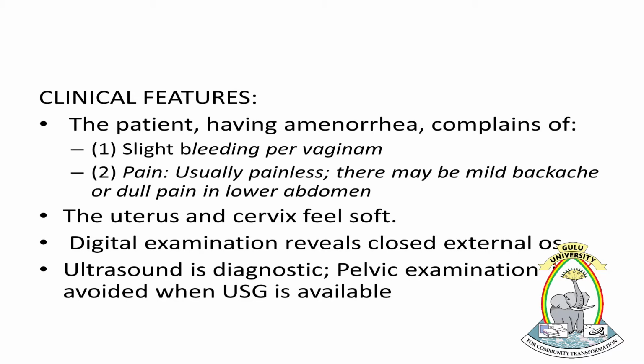The other clinical features associated with this are that the patient normally has a history of amenorrhea. Of course, amenorrhea is a constant. Then they have slight PV bleeding and slight pain. The pain and PV bleeding should be slight, but in most cases the PV bleeding is actually painless. So initially it will be painless, but it may progress to a mild, dull back pain and also lower abdominal pain. When you do a digital examination, you find that the cervix feels soft and the external os of the cervix is closed.